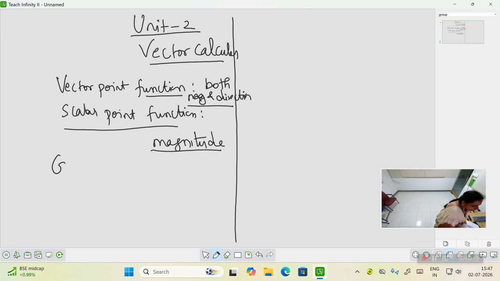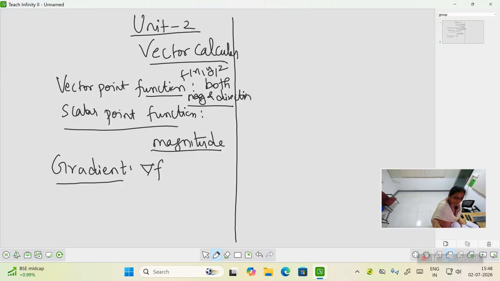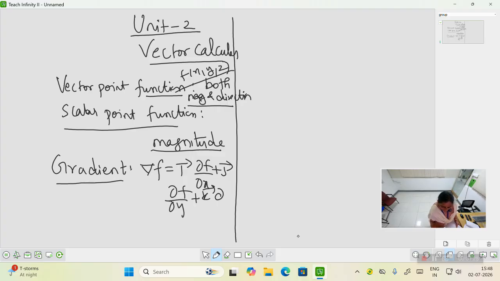Next one is gradient. So what do you mean by gradient? I'll give the formula now. Rate of change of your respective function f of x, y, z. The function depends upon x, y, z, three variables, remember that. So gradient, del f equal to i dou f by dou x plus j dou f by dou y plus k dou f by dou z. So remember this.